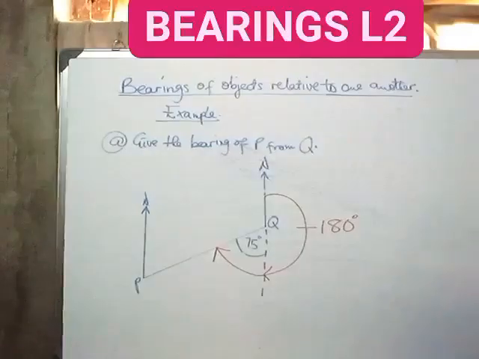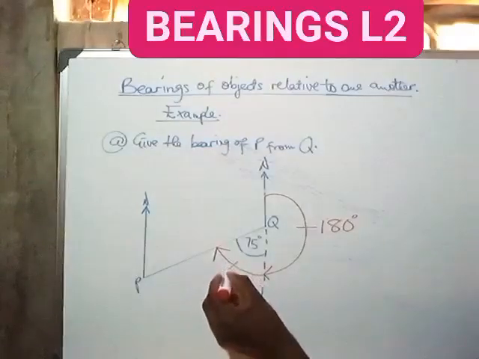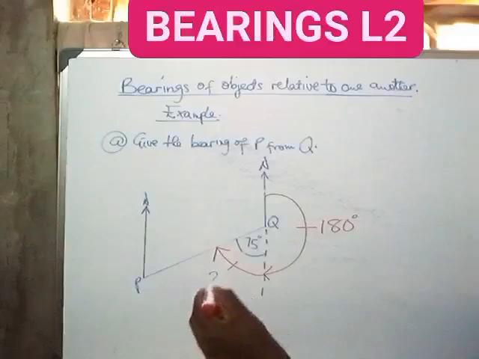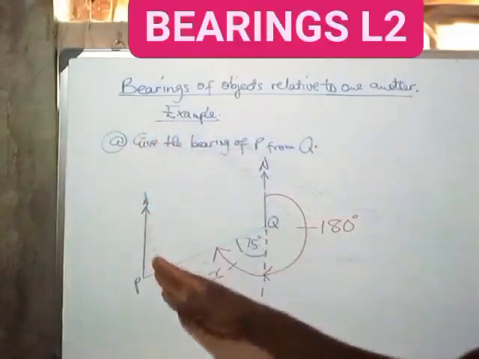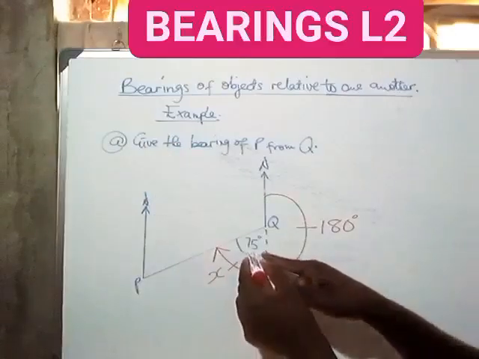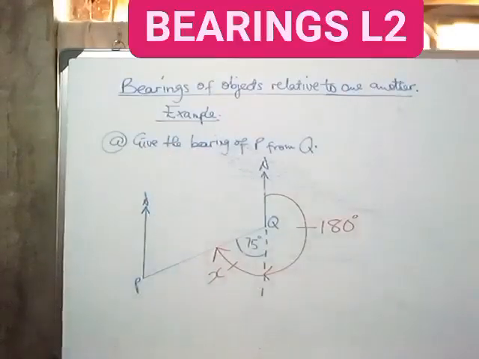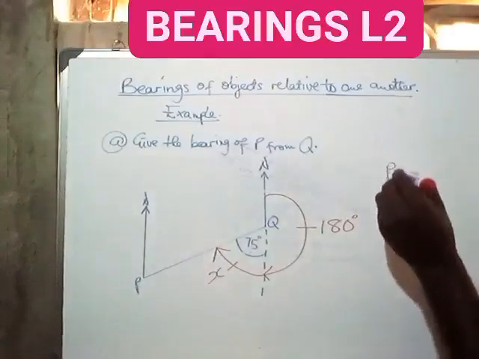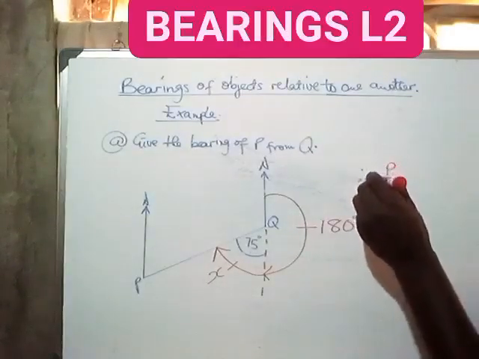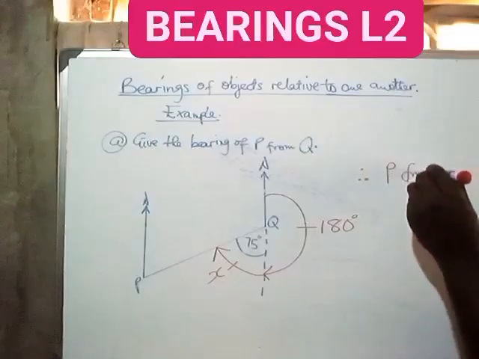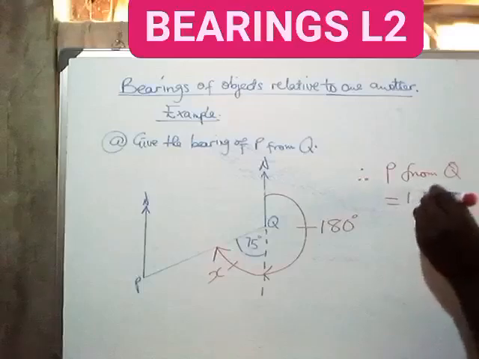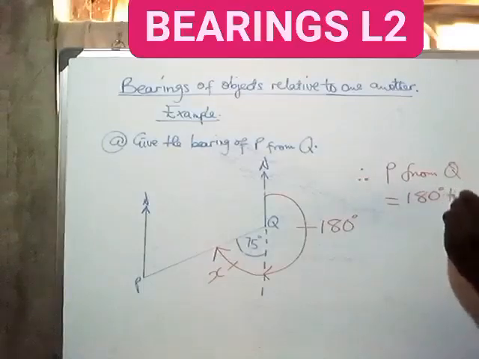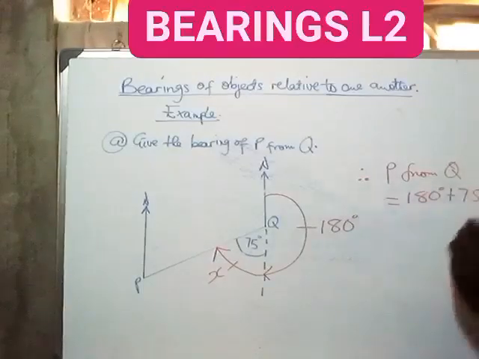Now, what is this angle which is remaining? This angle we name X, but from this question we have already been given this angle, and this angle is 75. So, therefore, the bearing of P from Q is equal to 180 plus 75 degrees.